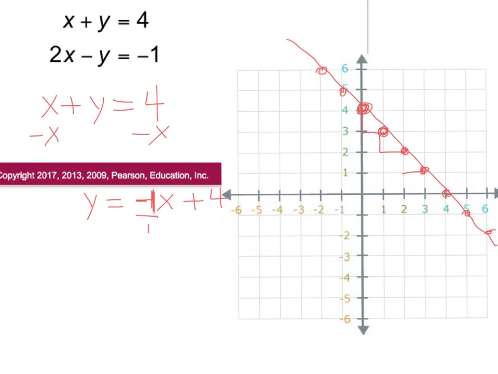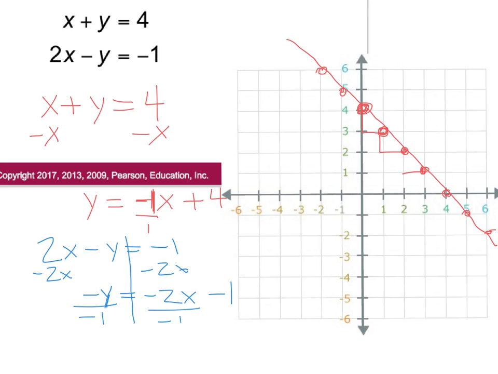That's your first equation. The second equation you were given was 2x minus y equals negative 1. Same thing, you want to get your y isolated. I'm going to start by subtracting 2x from both sides. And then I'm going to get rid of the negative that's on the y by dividing everything by a negative 1. So my second equation is y equals 2x plus 1.